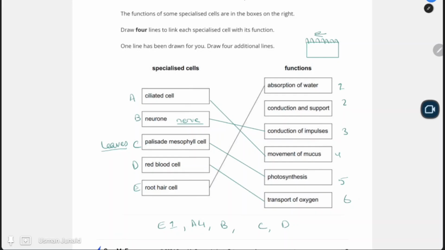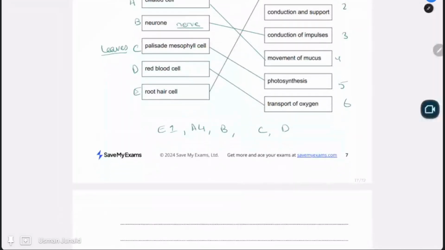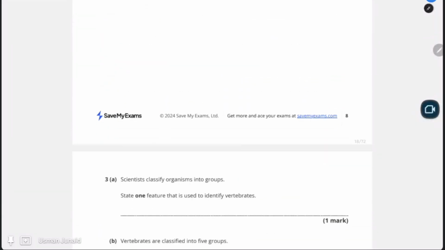Root hair cell. Absorption of water. Yes, it's done, right? So, moving on.